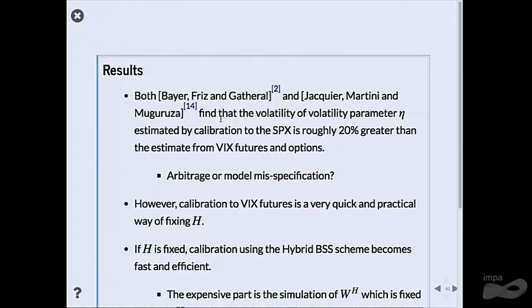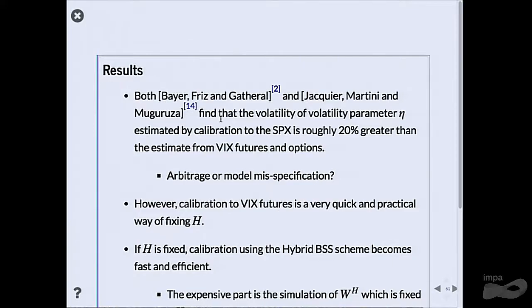Now when we did this in our paper, we did something kind of equivalent. We found that the vol of vol implied by VIX options is rather smaller than the vol of vol implied by S&P options. I have this sentence in the paper that the referee hated. The sentence says something like, either our model is wrong, or the market is wrong, or both. And the referee said, what does this sentence mean? Well, to me, it's pretty clear what the sentence means. This sentence stayed in the paper.